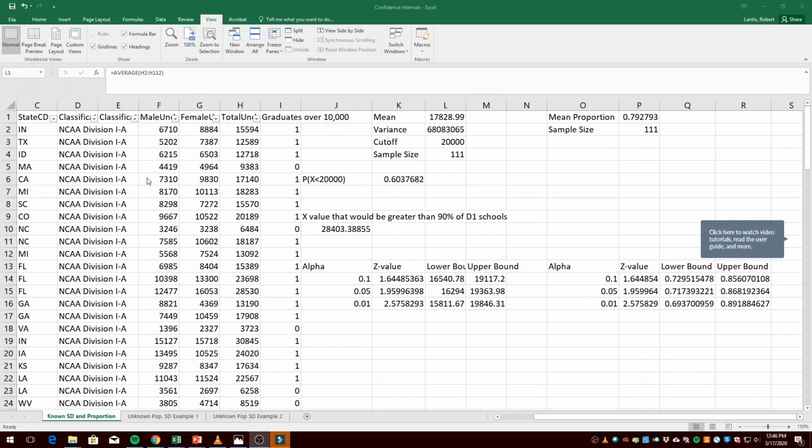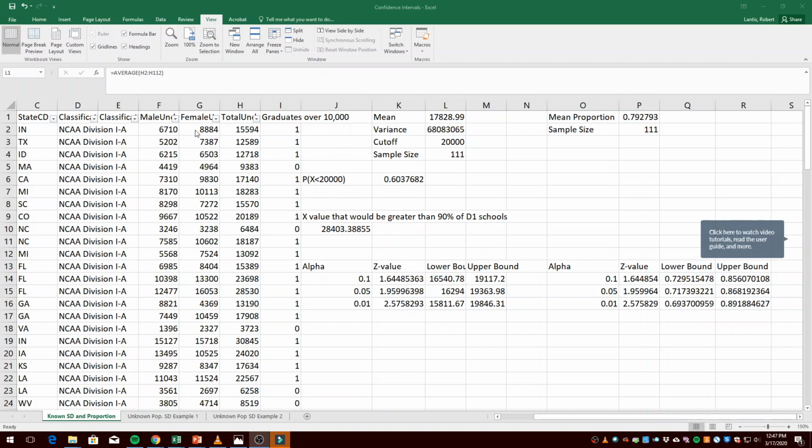So this is going to be a tutorial for how to do confidence intervals, as well as just thinking about the distributions of sample means and sample proportions while in Excel. So the very first thing that I have here in the file, the first worksheet, is known standard deviation and proportion. So I've got this data.